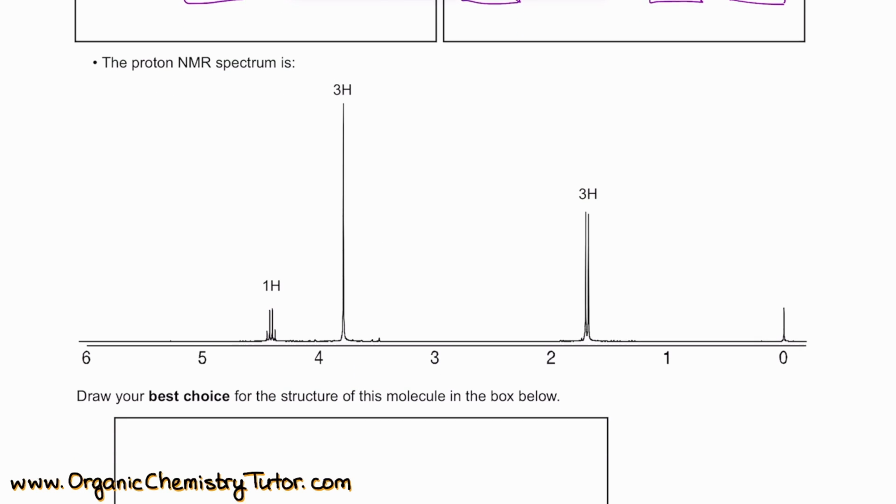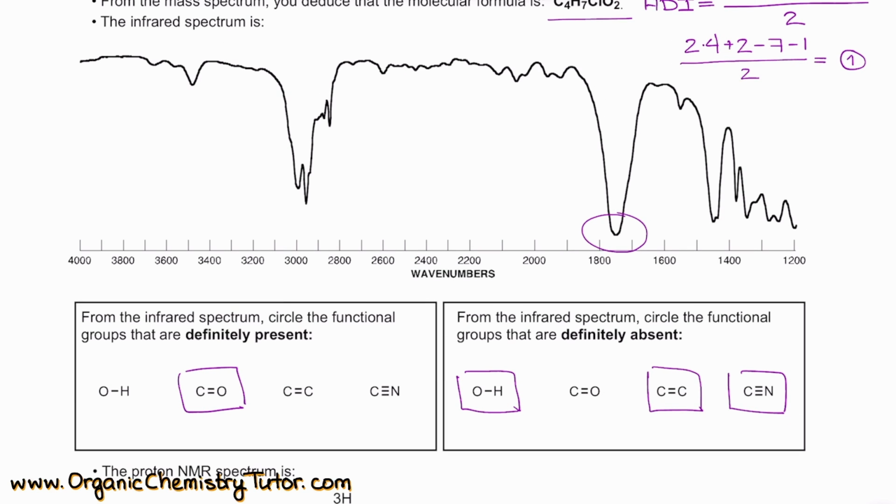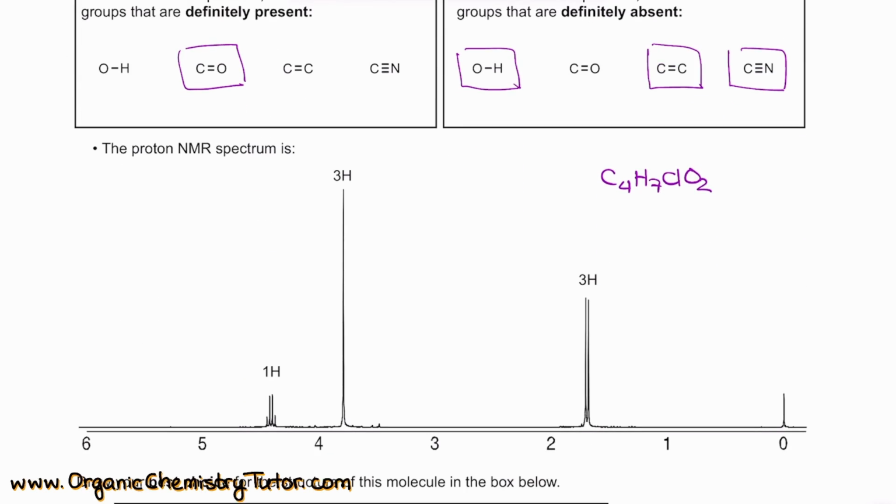Then we have the proton NMR spectrum of this molecule, so we have a 3 hydrogen singlet, a 3 hydrogen doublet on the right, and what looks like a quartet with 1 hydrogen over here. So I will remind myself that the molecular formula here is C4H7ClO2, and I know that I have a carbonyl in this molecule, so it's a little bit easier for me to distinguish between the different peaks potentially. This peak at around 0 is our tetramethylsilane. This is just a standard, so we don't need to pay any attention to that one.